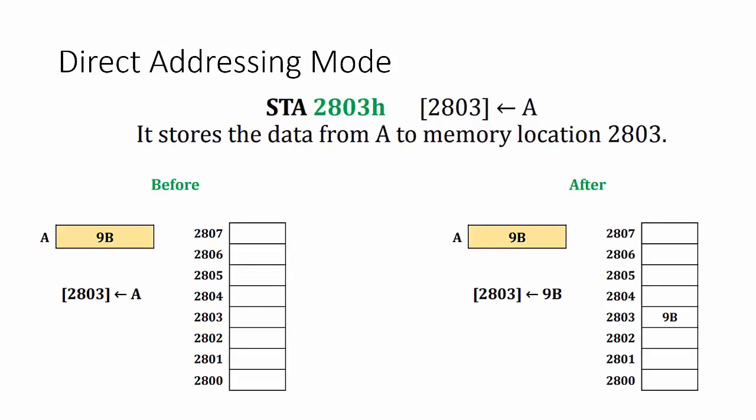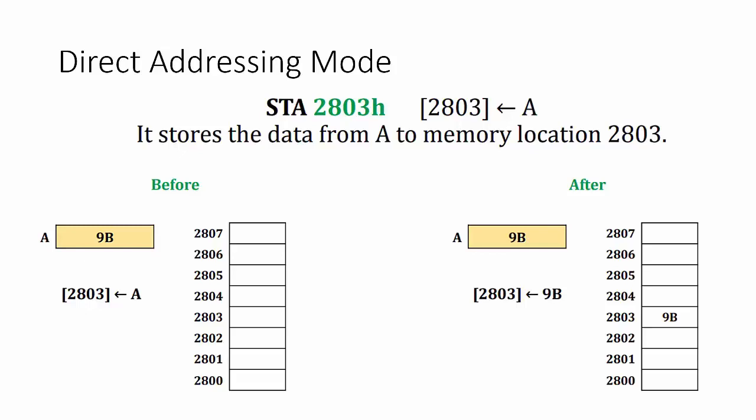Here is another example of direct addressing mode, that is store accumulator. This is actually the inverse of load accumulator. It stores the data from A to a memory location. It means that store accumulator will store the accumulator content into the memory location. So what will be the effect of STA 2803H? It means whatever contents are stored in the accumulator register will be stored at the 2803H address.